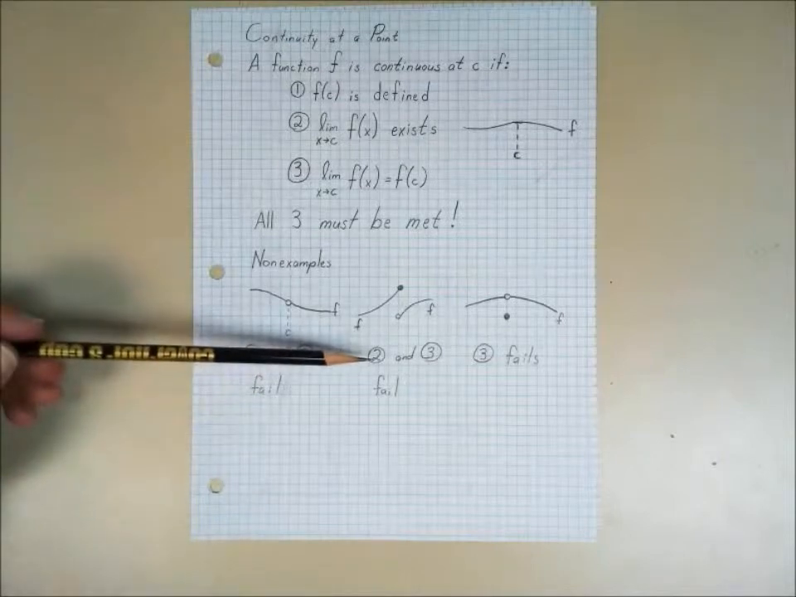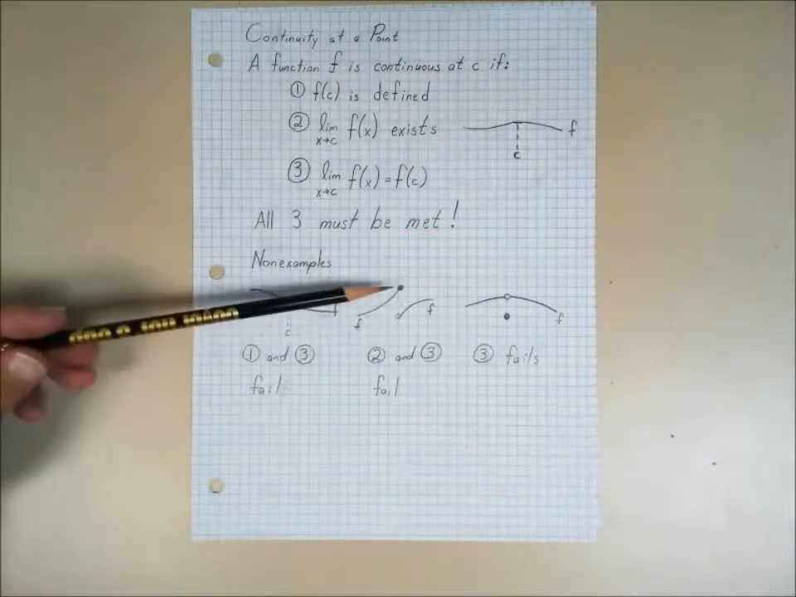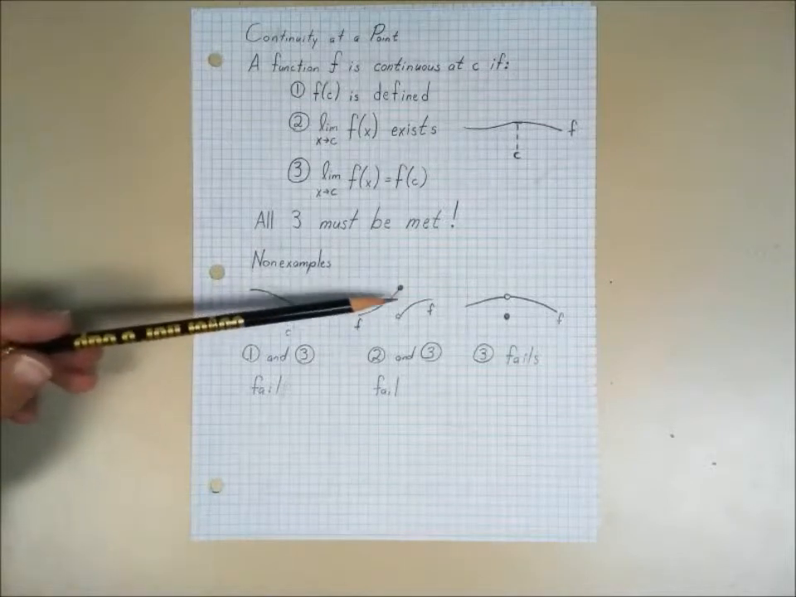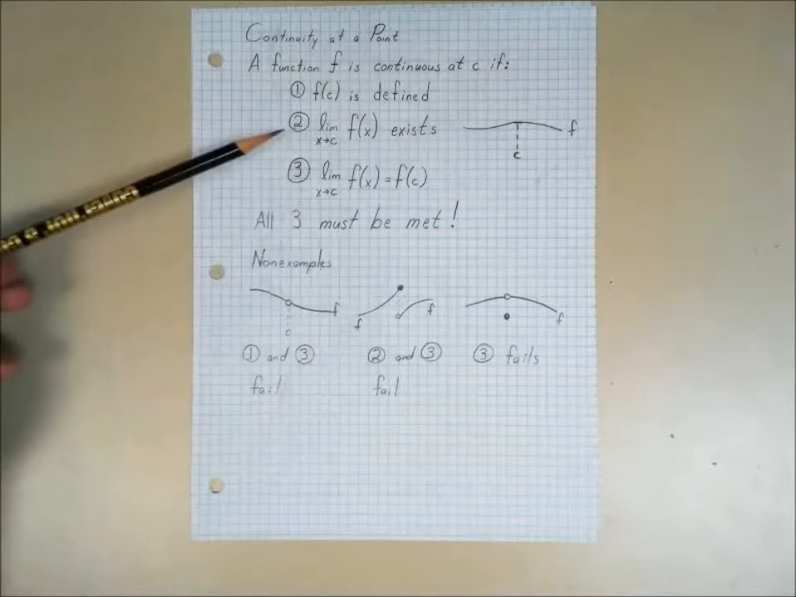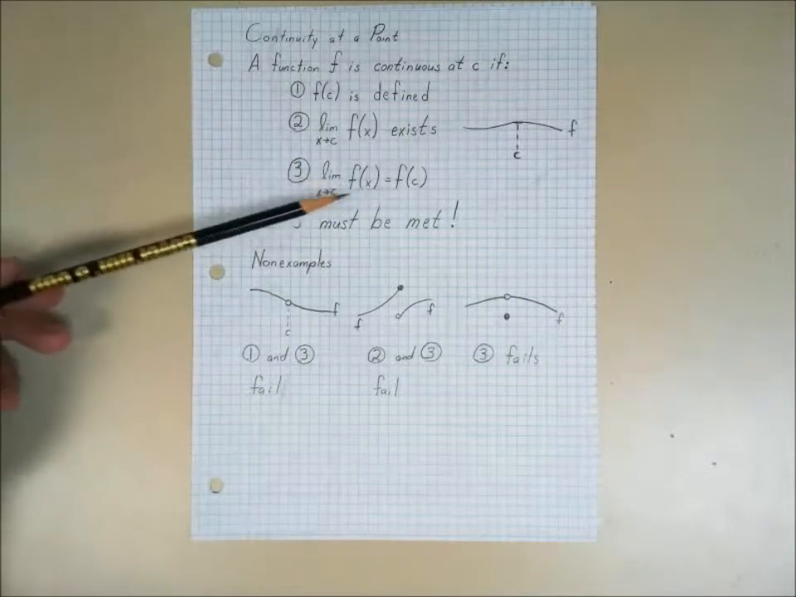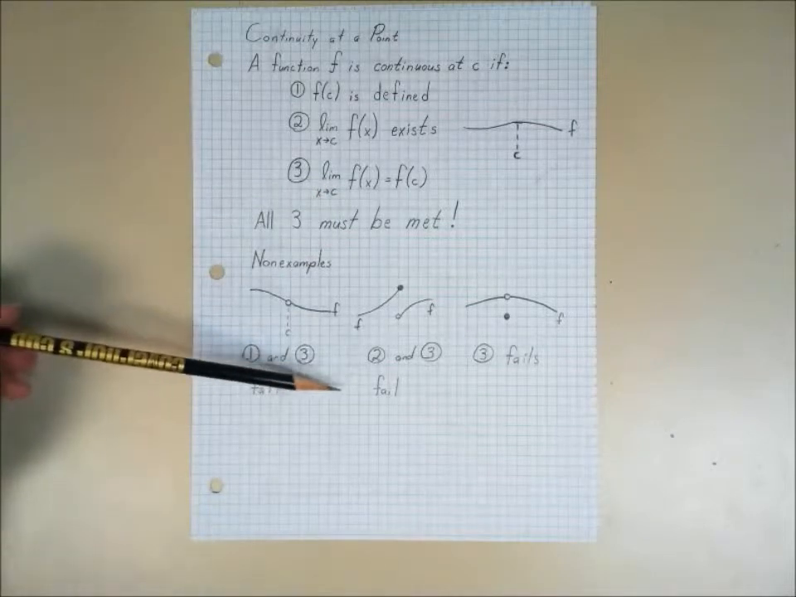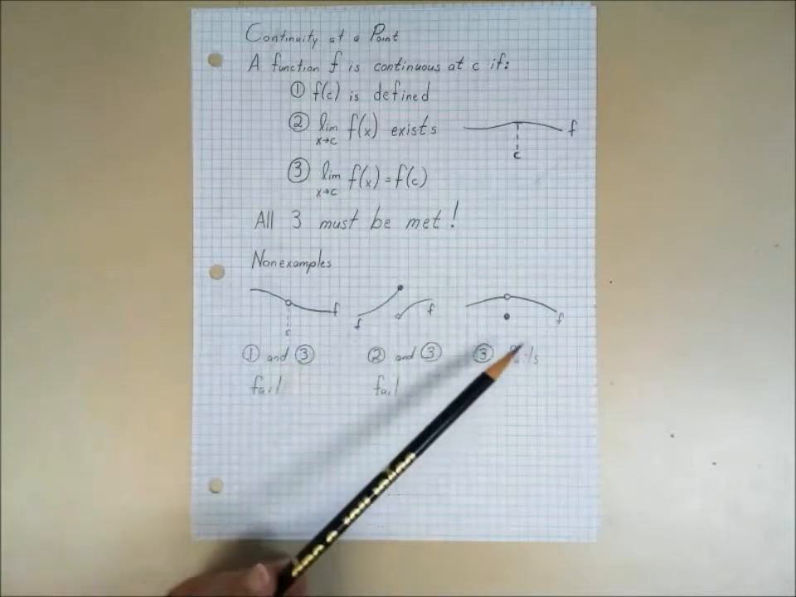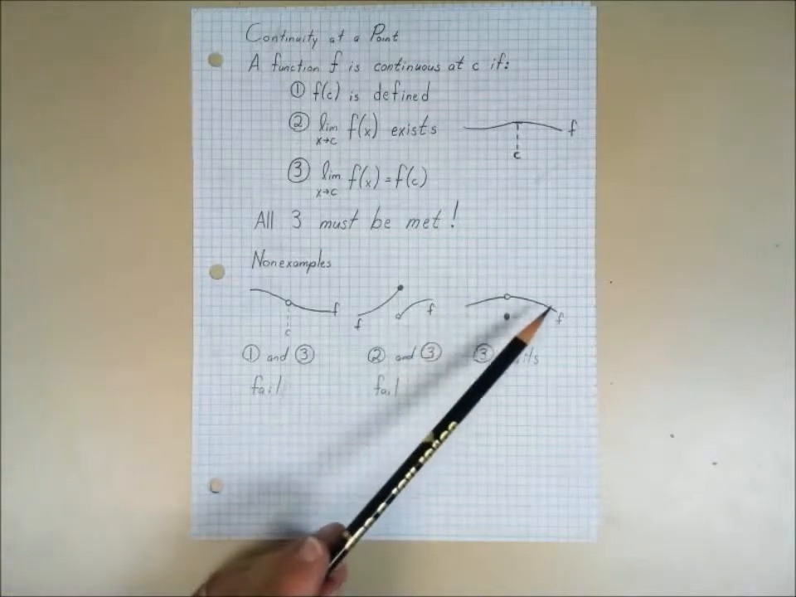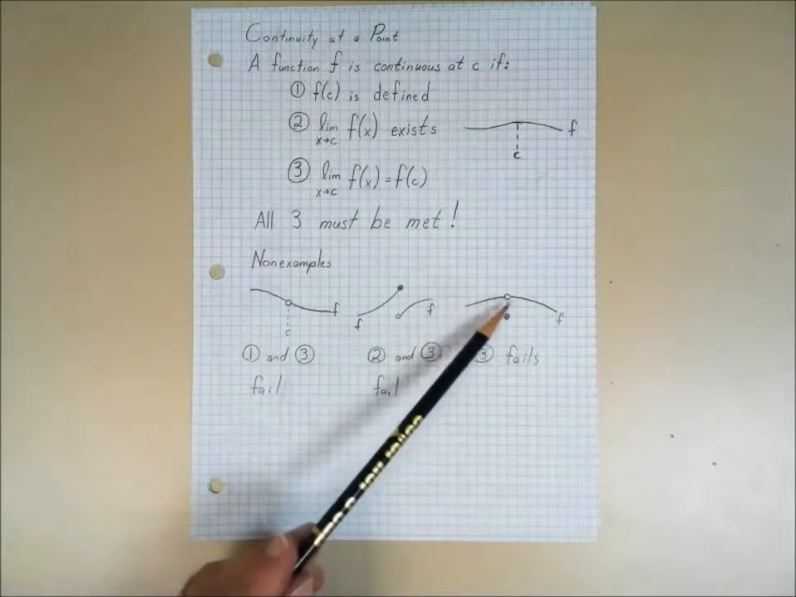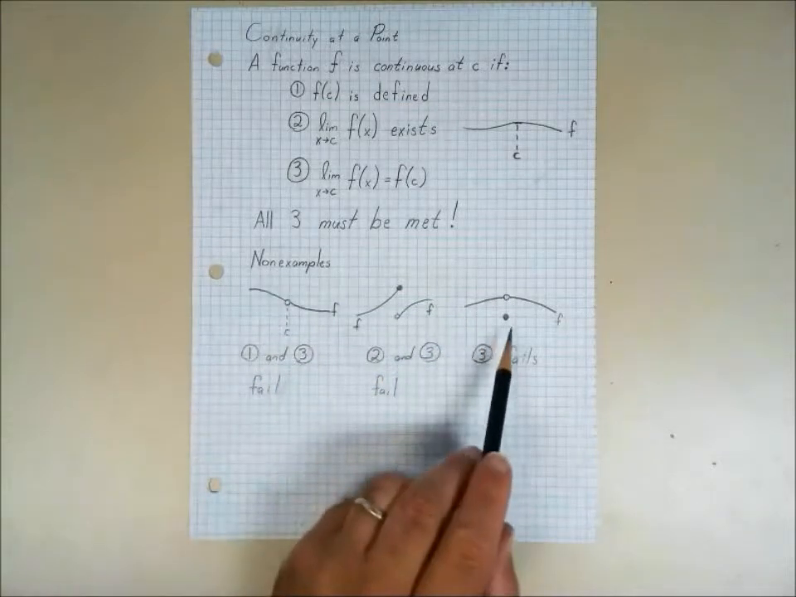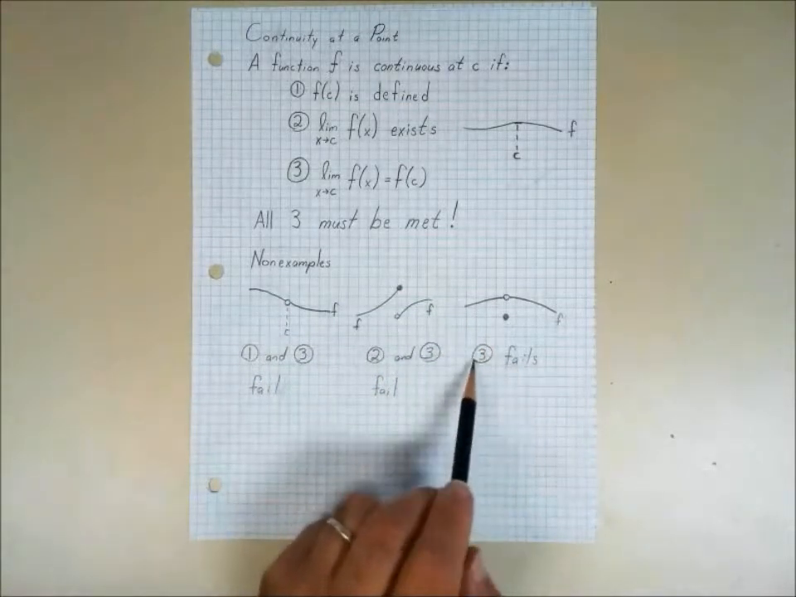For number 2, this time you have a situation where it's defined, that's that closed circle there, but it's approaching a different value on the left than it is from the right. So therefore, the limit does not exist. And if the limit does not exist, again, there's no way the two can be equal. So it fails. You can also have a situation where it's defined. That's the dark circle there. The limit exists. It's approaching a value from both sides, but those two values are not the same as f of c. So it fails because number 3 fails.